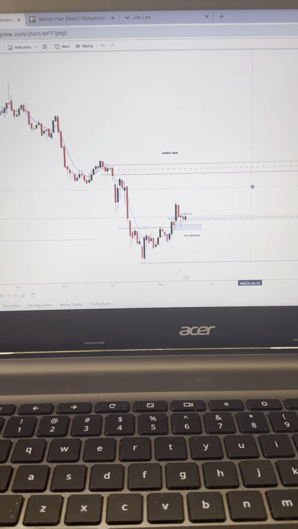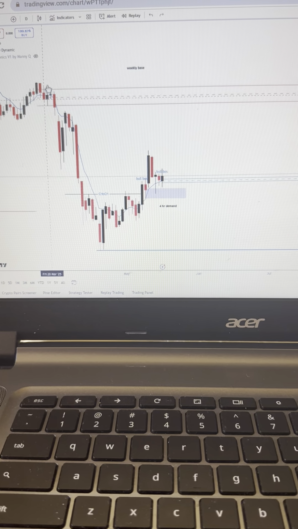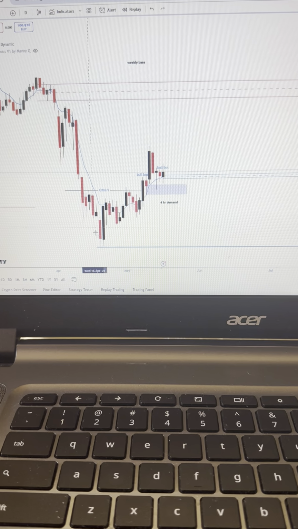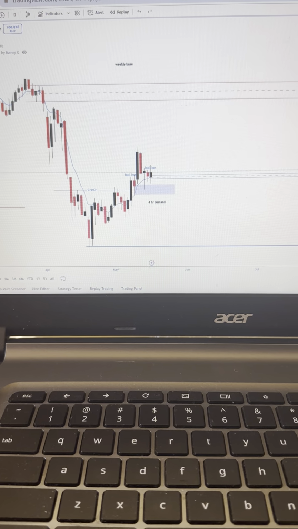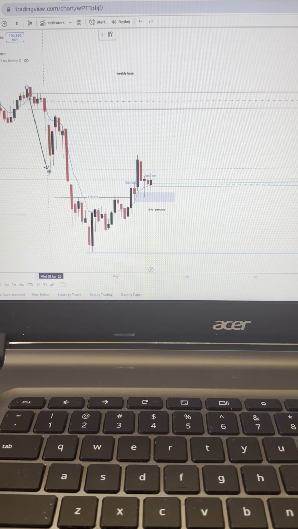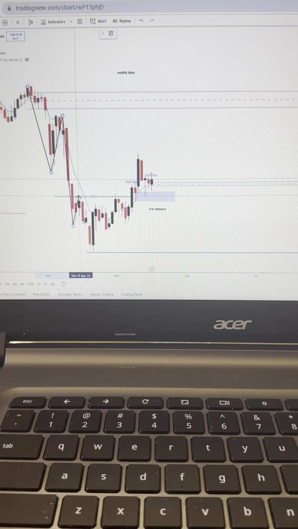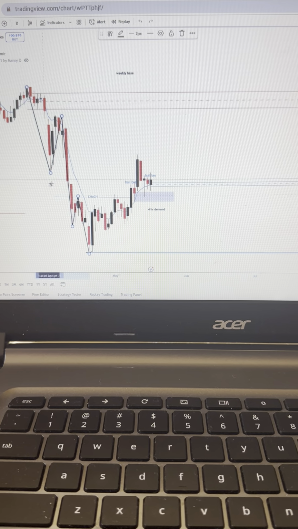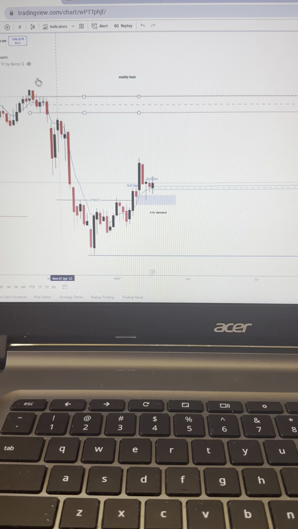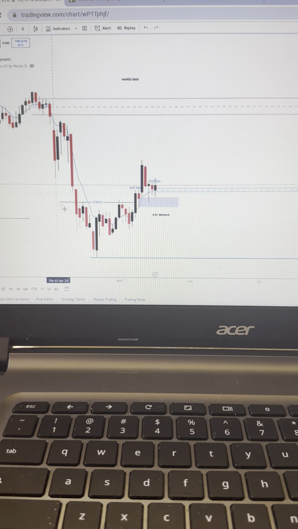Why? Because the last structure on the daily was this area here. We see that we have a high, low, lower high, lower low, lower high, lower low. Let me show you again. You see that the market gives us a low, a high, low, lower high, lower low, lower high, lower low, indicating that the market is selling. This is the last range, the last market movement within the daily, and the market is selling.